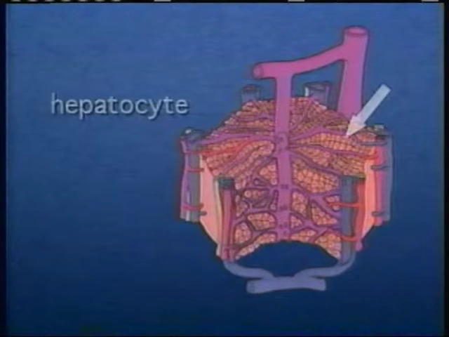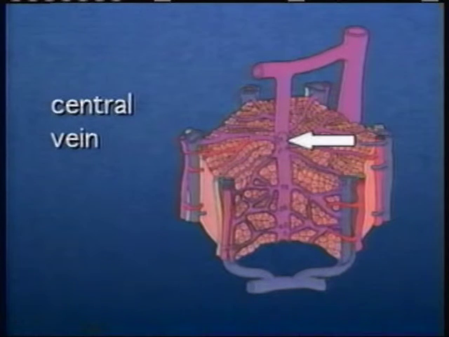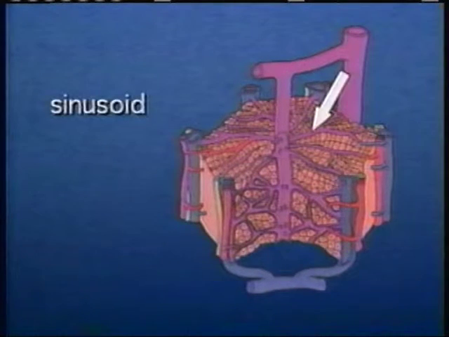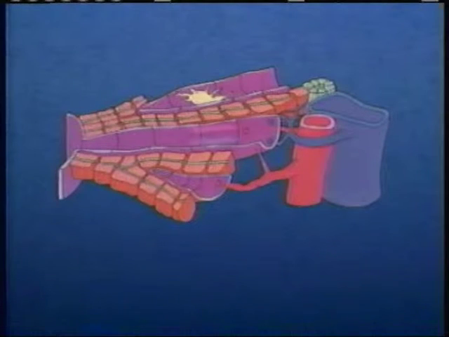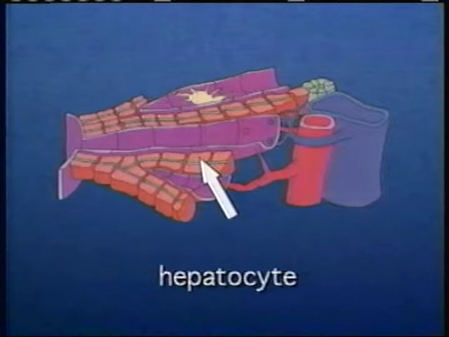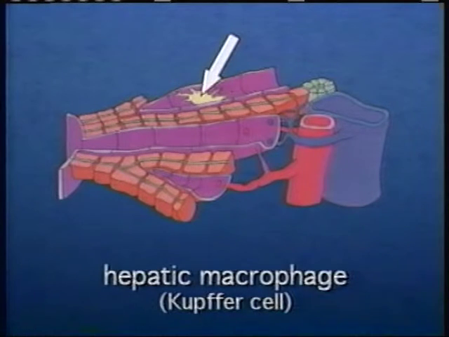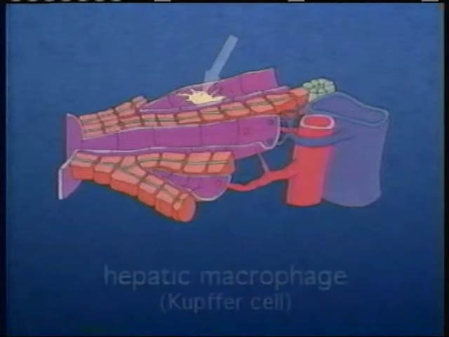The liver cells, or hepatocytes, are arranged in rows which radiate from a central vein and are separated by small spaces called sinusoids. Arterial blood and venous blood flow from the periphery of the lobule toward the central vein through these sinusoids. Hepatocytes lining the sinusoids process the nutrients in the blood. Hepatic macrophages, or Kupffer cells, remove old blood cells and foreign material from the blood.